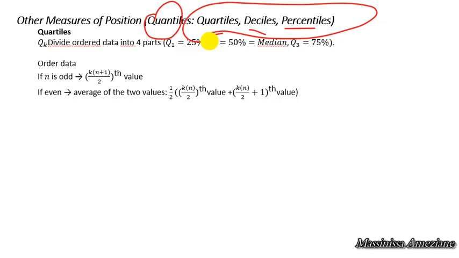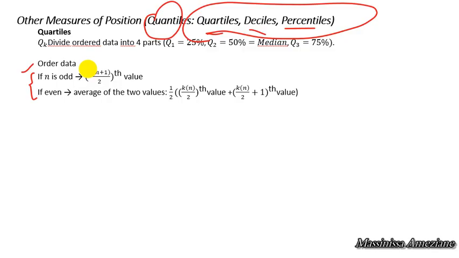Same thing as we did with the median. The first step is to order the data from the smallest to the highest. Then we have two cases. If n, which is the number of observations, is an odd number, the position of Q1, or QK, whatever the number, 1 or 2 or 3, is K times n plus 1 divided by 4. This is the position of the QK value.